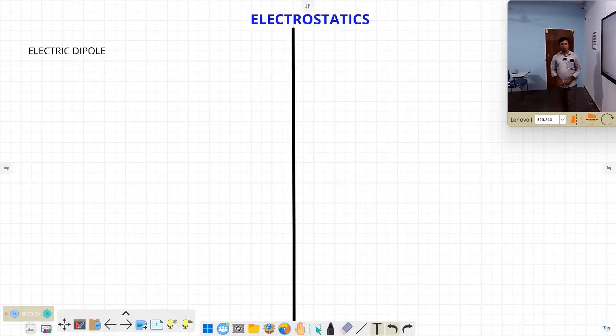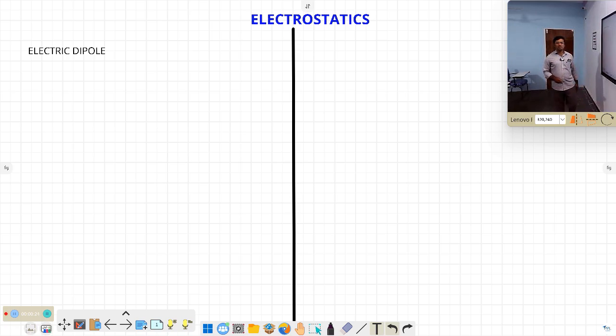Hello students, in this class we are going to discuss the next topic of electrostatics after the electric field concept, that is the electric dipole concept. It is a most important topic, and many times in competitive exams, mainly in mains and advanced level, questions are asked on this electric dipole concept.